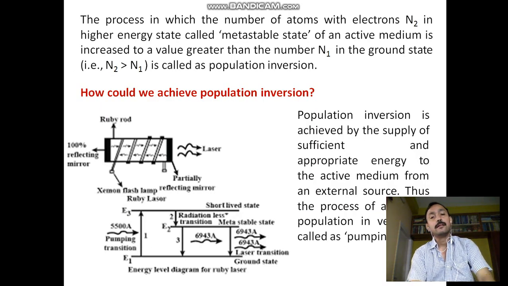This is the process in which the number of atoms with electrons N2 in the higher energy state, called the metastable state, of an active medium is increased to a value greater than the number N1 in the ground state. That is, N2 greater than N1 is called population inversion. How could we achieve population inversion?